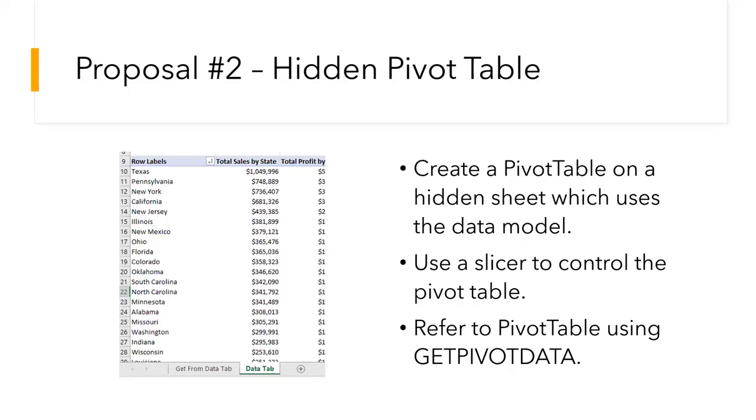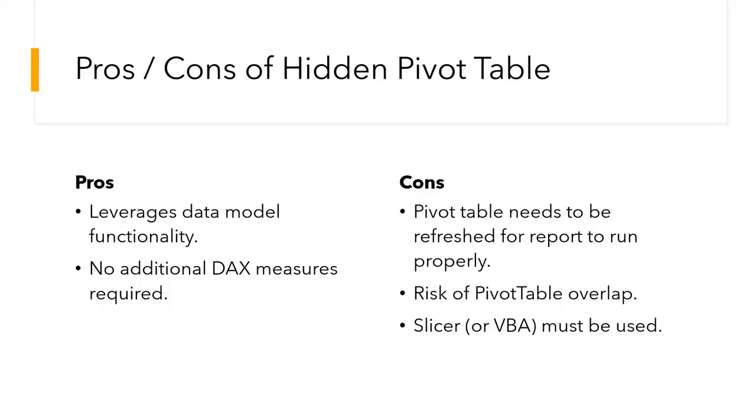The second option is to use a hidden pivot table. So we would actually have a data tab available. We would hide the data tab. We'd use a slicer to control that underlying pivot table on our main data tab. And we would refer to our pivot table using the getPivotData formula. The big advantage to this is we are now leveraging our data model. We are actually building an underlying Power Pivot, and we don't need to rebuild all of our DAX and our measures. But there are a couple disadvantages here.